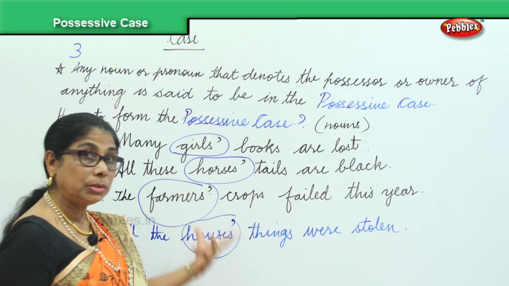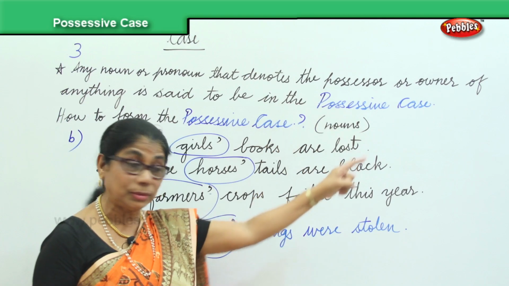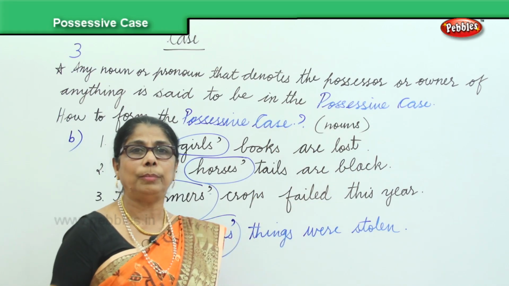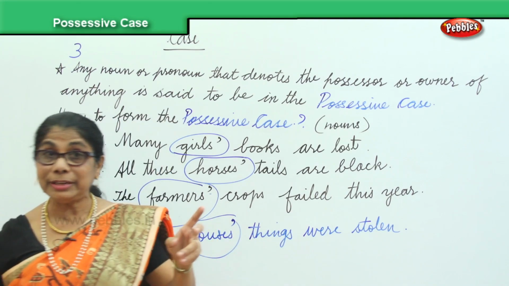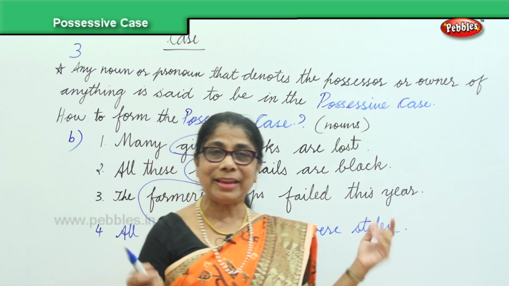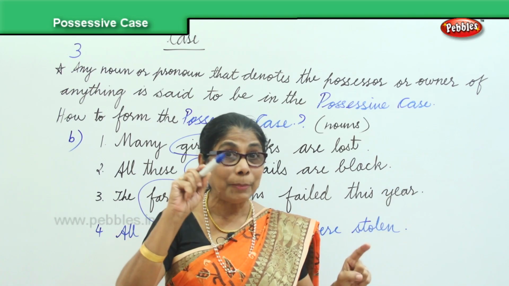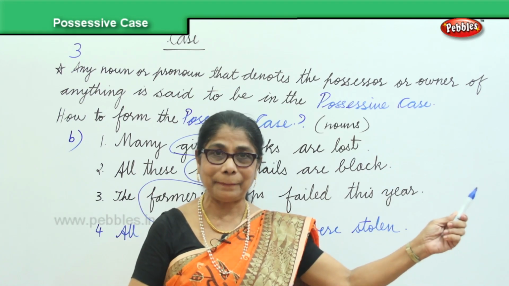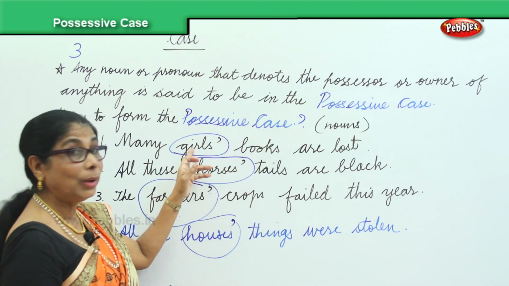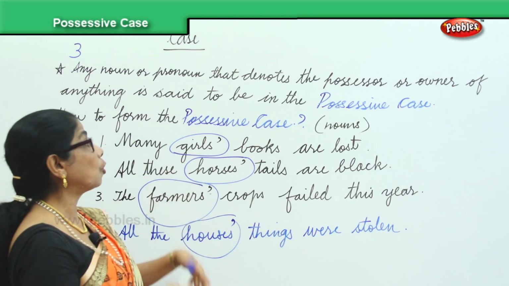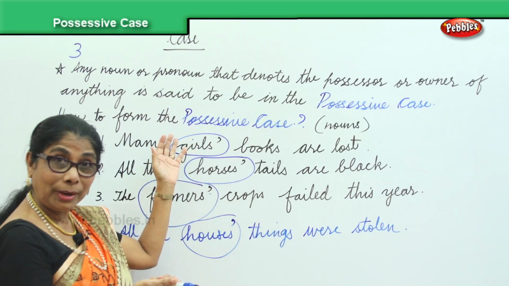When you talk about houses, all the houses in the street, the houses and the apostrophe comes outside, and all the things were robbed or stolen, whatever. So in the second form, first we said to form the possessive case, singular. This is Peter's. Peter, apostrophe and S. Peter's pen. In this case, it is plural, girls. Many girls or all the girls. Apostrophe comes outside. Plural noun.